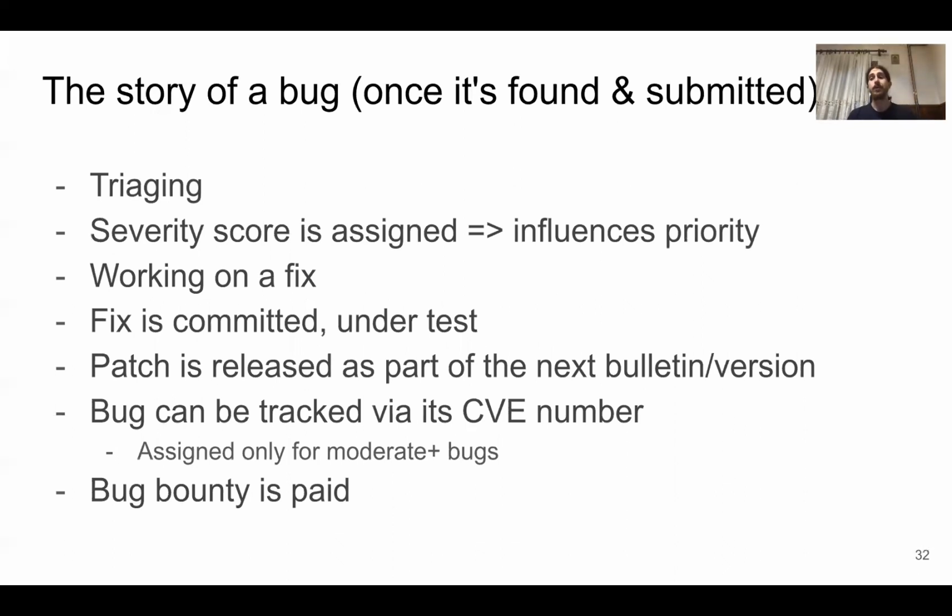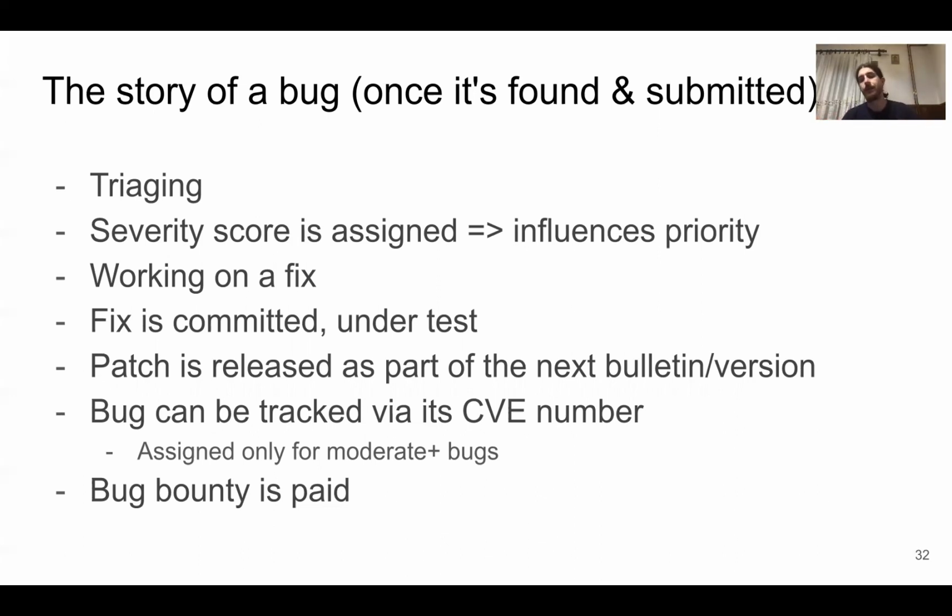Okay, so we're getting towards the end of this part. I have one slide for the story of the bug once you've found and submitted it. So once you actually find it, you submit it to Google, for example, and they triage it. So they try to understand the severity of it. They assign a severity score, and the severity is going to influence the priority. Then they would work on a fix. Once they commit the fix, they would test it. Once they test it, a patch is released as part of the next bulletin version.